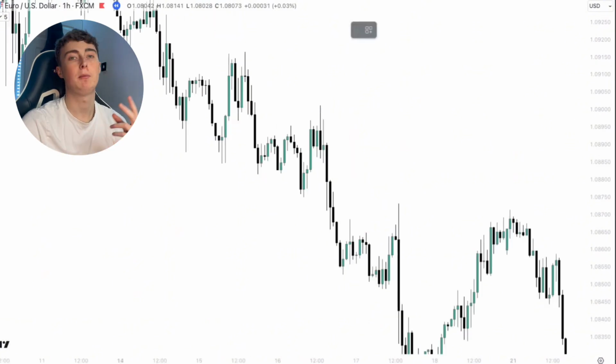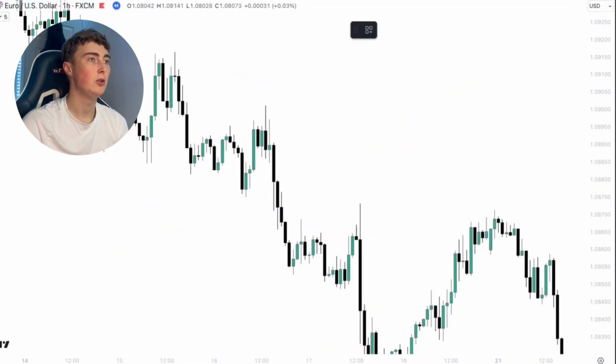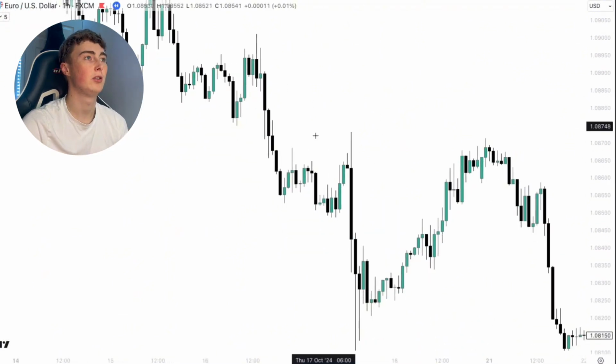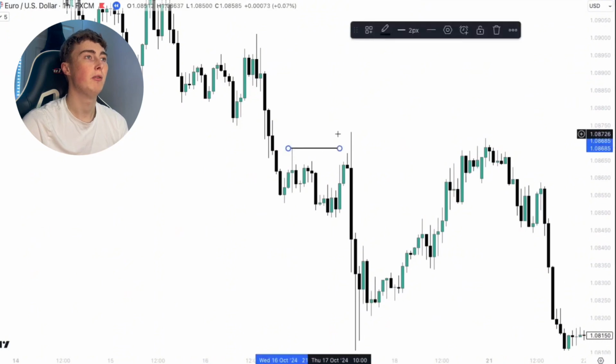Step 2 is the liquidity sweep in the opposite direction to your higher time frame bias. So if we look at a couple of examples here, you can see that price took out this old high before moving lower.